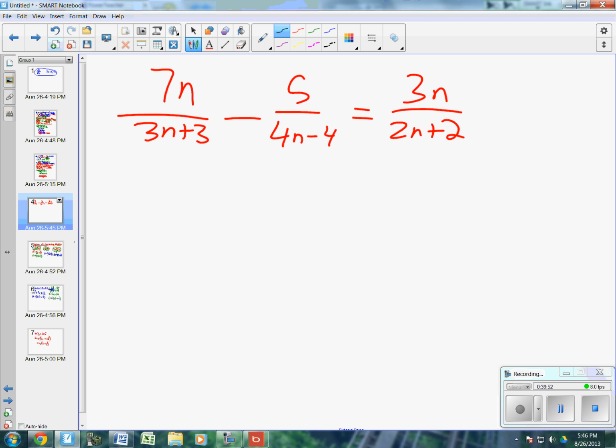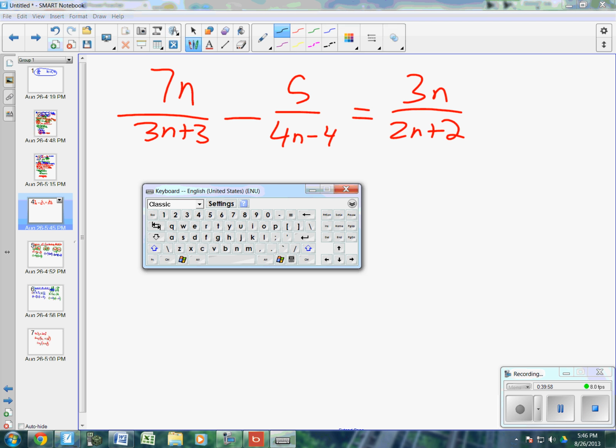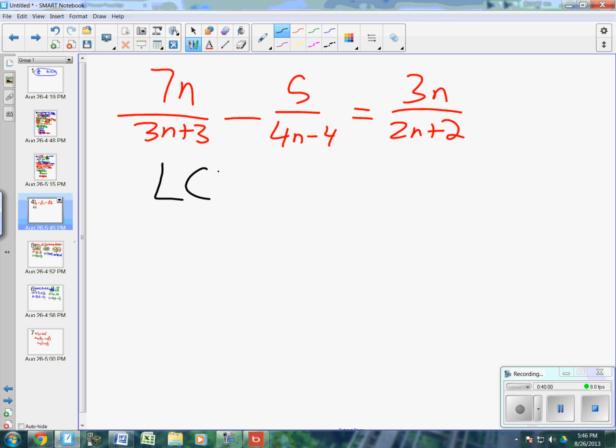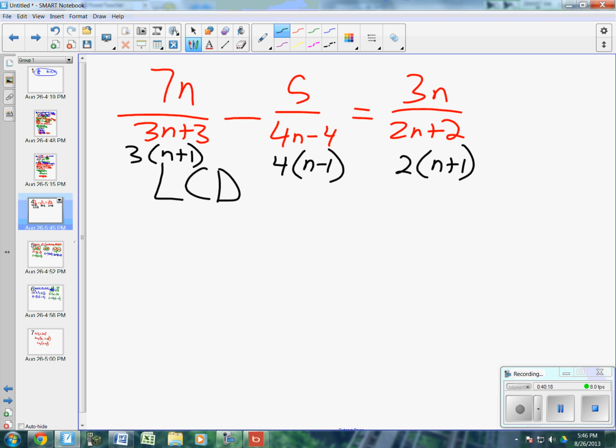Okay, so we're going to find the least common denominator, which if we factor 3 times 3 out of this first factor, it's 3 times n plus 1, or the first denominator. 4 out of this one, it's 4 times n minus 1, and this one, it's 2 times n plus 1.